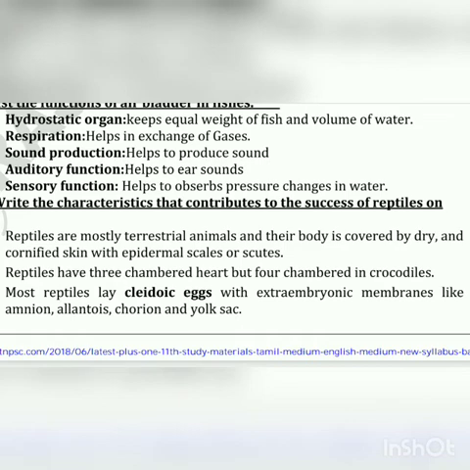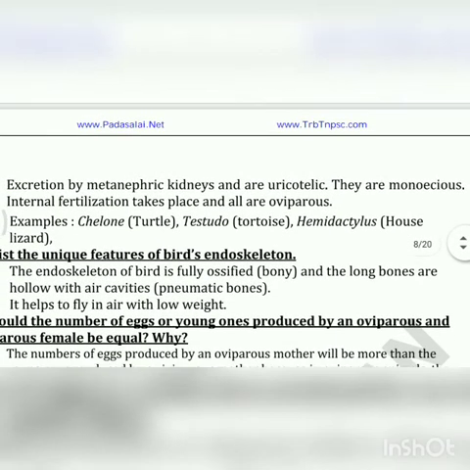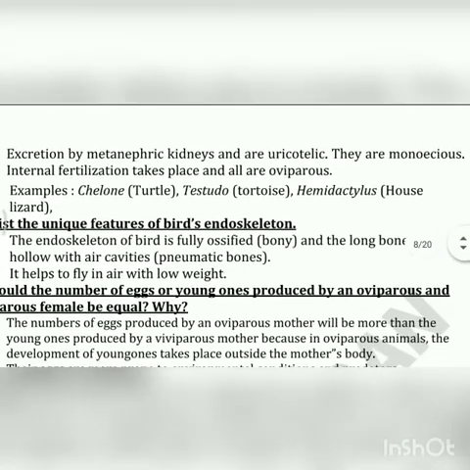Reptiles have a three-chambered heart, but crocodiles have a four-chambered heart. Most of the reptiles lay cleidoic eggs. Cleidoic eggs means that it has an outer shell with extra-embryonic membranes such as amnion, allantois, chorion, and yolk sac. Excretion by metanephric kidney.